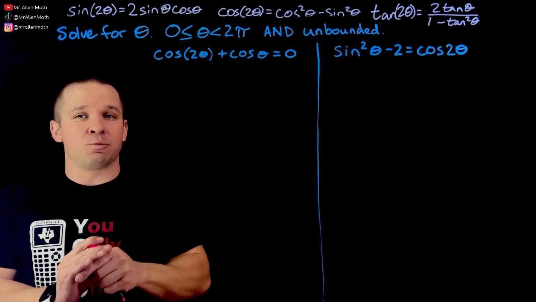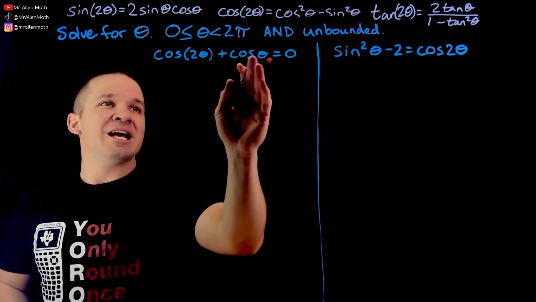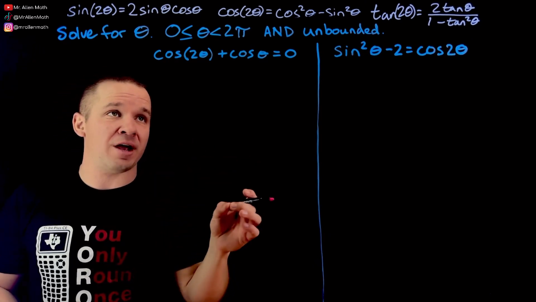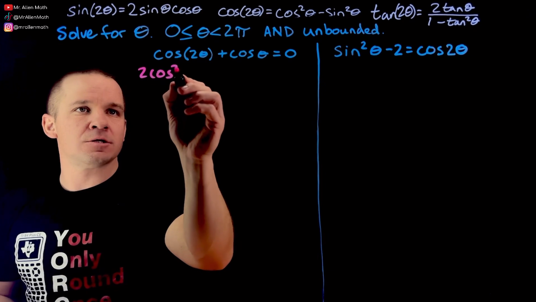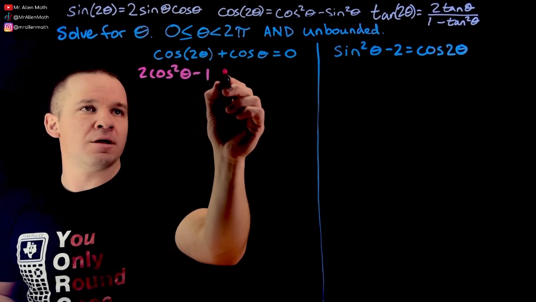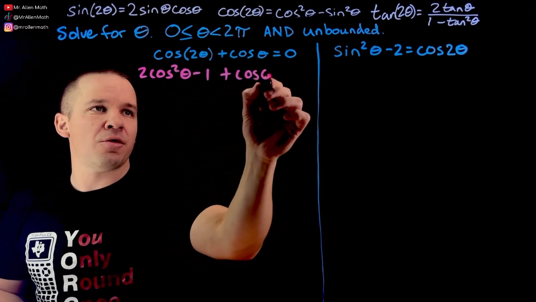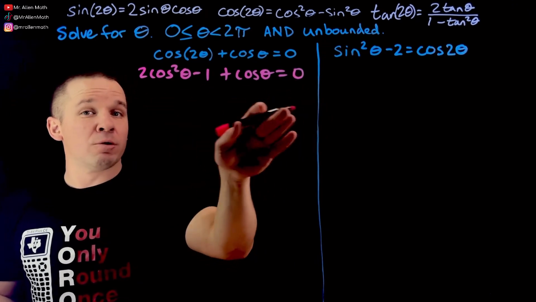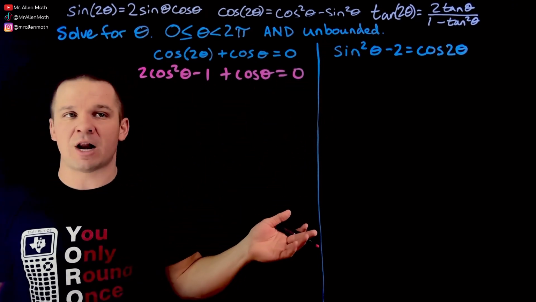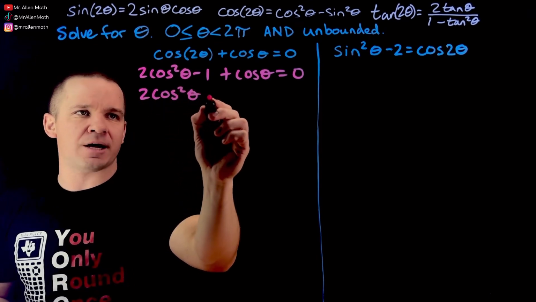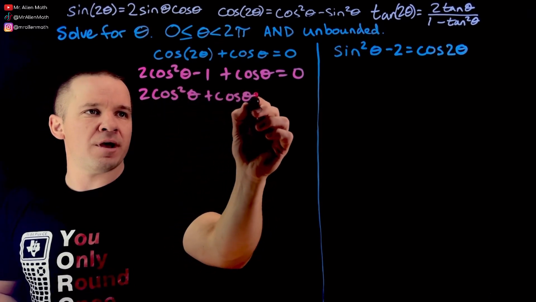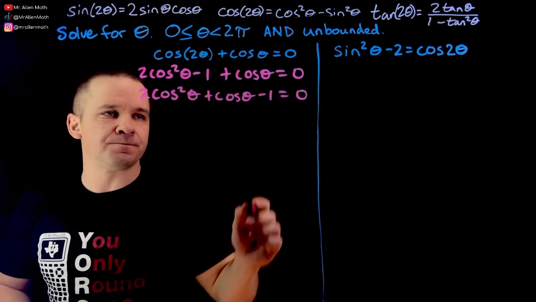What we'd get for this one, either memorize it or know how to get it, is 2 cosine squared theta minus 1. So I can replace this with 2 cosine squared theta minus 1. Then we still have our plus cosine theta equals 0. I'm going to rewrite this in standard form because it's a quadratic we're dealing with. We're going to do some factoring here in a sec. Love me some factoring. Plus cosine theta minus 1 equals 0.